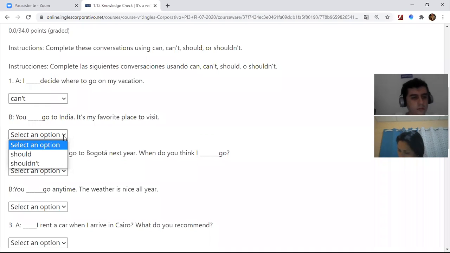You should or shouldn't go to India. It's my favorite place. Let me see who's going to help me. Angel Martinez, please. Hello, Angel. Should or shouldn't? I think shouldn't, because it's my favorite place. I like it. So should or shouldn't, Angel? Shouldn't.